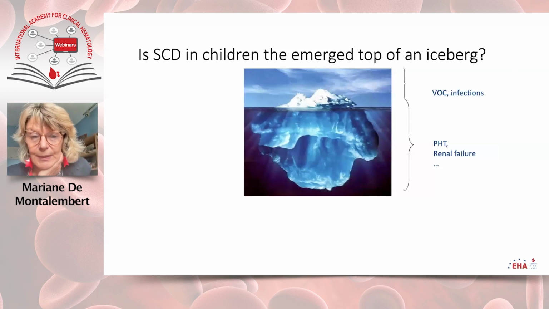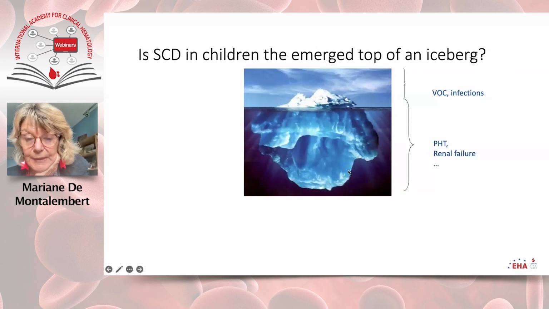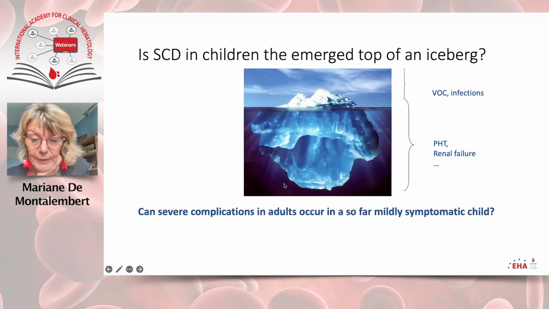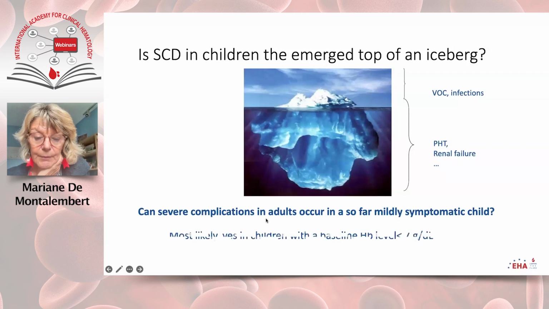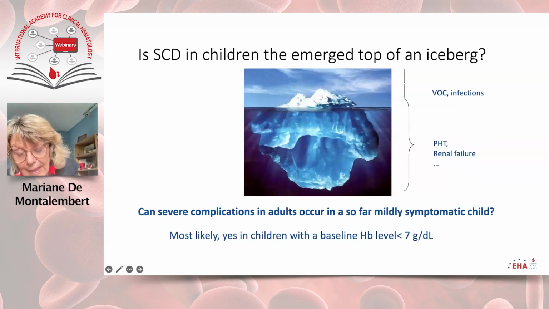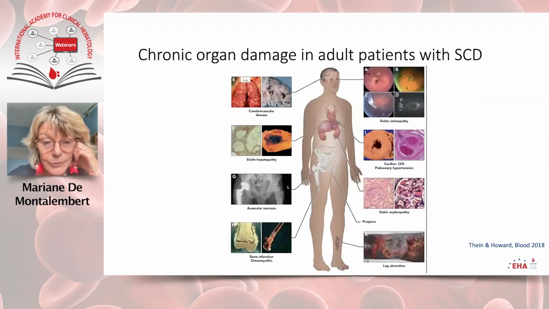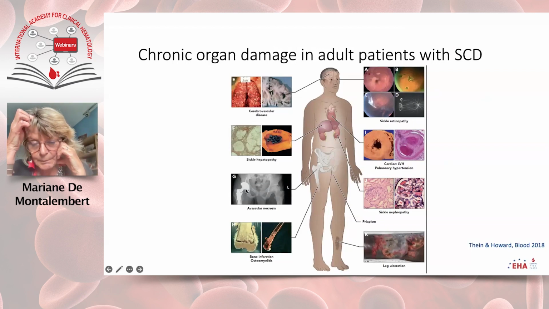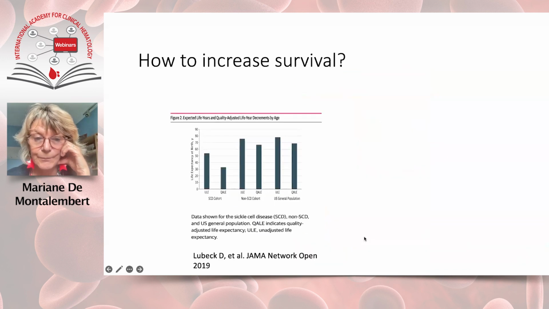I am a pediatrician. I see this part of the iceberg, vaso-occlusive crisis, infection, but I know that under the level of the sea, there is a development of chronic organ damage. The more the patients are very anemic, and when patients are extremely anemic, they may develop those complications. In adults, a lot of complications: strokes as well, sickle hepatopathy and nephropathy, avascular necrosis of the hip, bone infarcts, sickle retinopathy, pulmonary hypertension, leg ulceration.